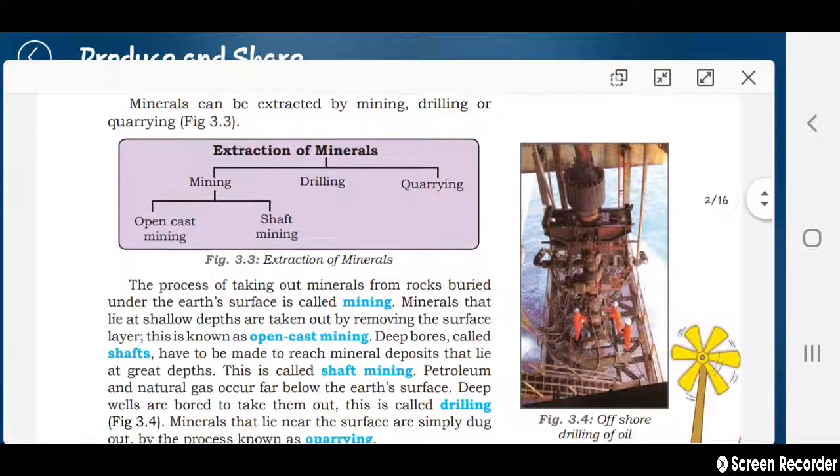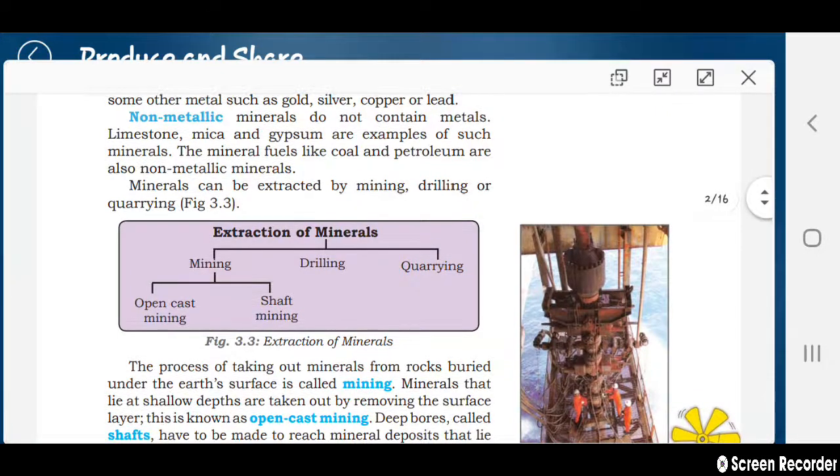Now non-metallic minerals. Non-metallic minerals do not contain any metals. Some examples are limestone, mica and gypsum. The mineral fuels like coal and petroleum are also examples of non-metallic minerals.